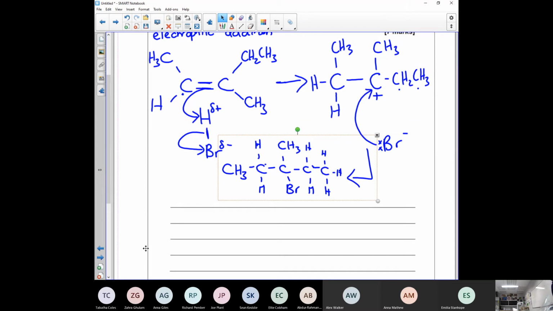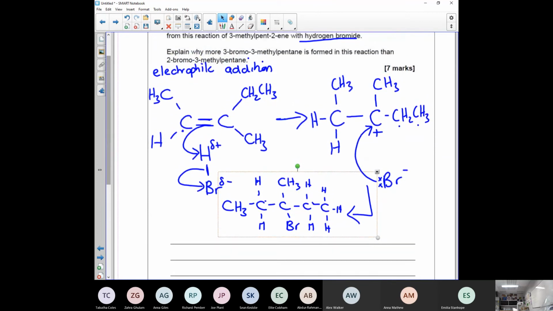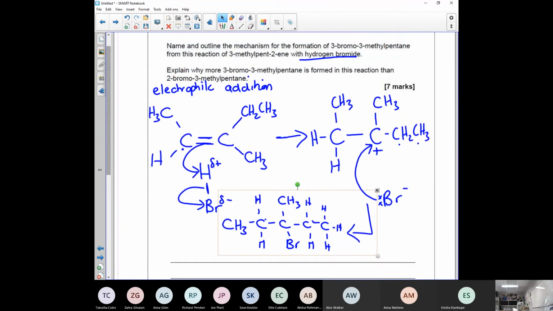So we've done the mechanism. So we've had to think of a few extra things to go along with that mechanism. We had to make sure we were making the correct product today. Right, there's some writing down here, so I'm guessing we have to explain something. Oh, we do. So we have to explain why more 3-bromo 3-methylpentane is formed in this reaction than 2-bromo 3-methylpentane.